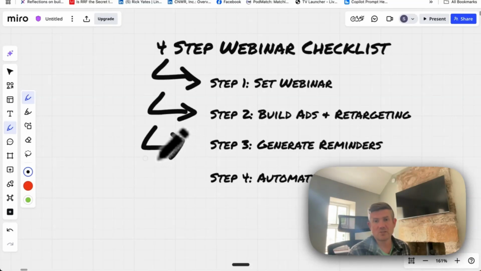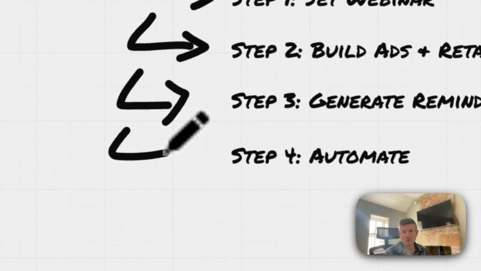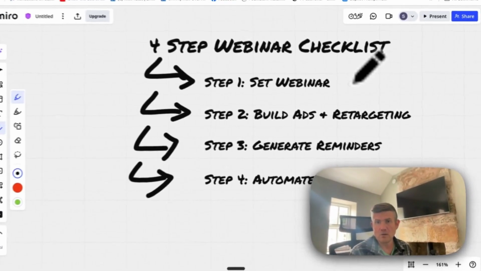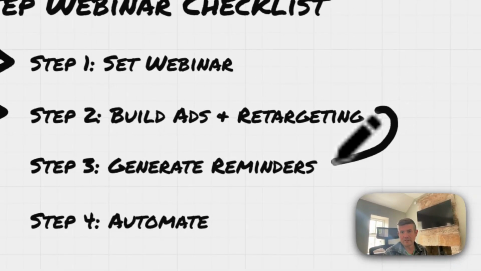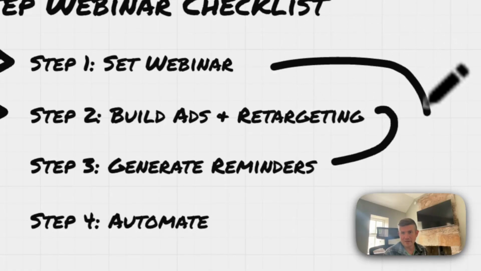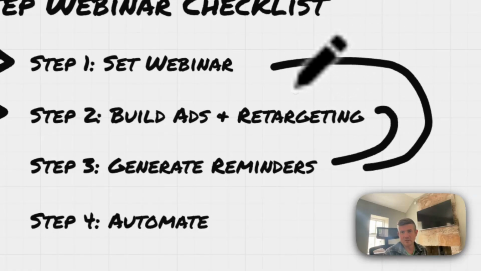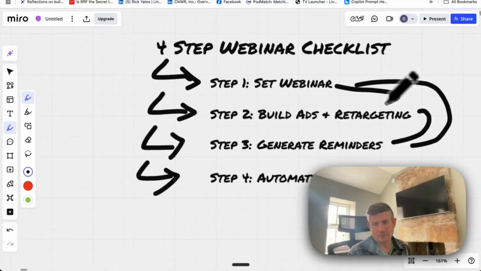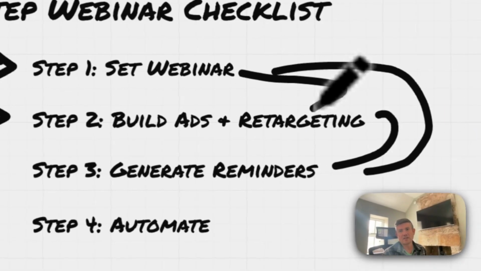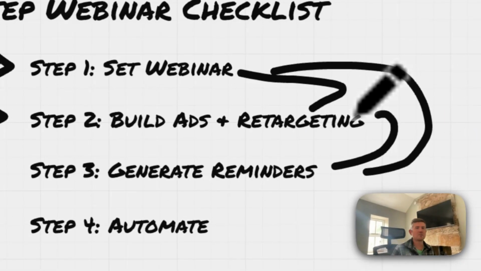And then the fourth step is automating all of this. I'm going to show you the connections between all of these steps. So how we actually connect the ads to the reminder sequence, how we build out the webinar landing page and the reminder sequence, and also for someone coming from the webinar landing page, how we can actually retarget them as well. So that's the four steps I'm going to cover.